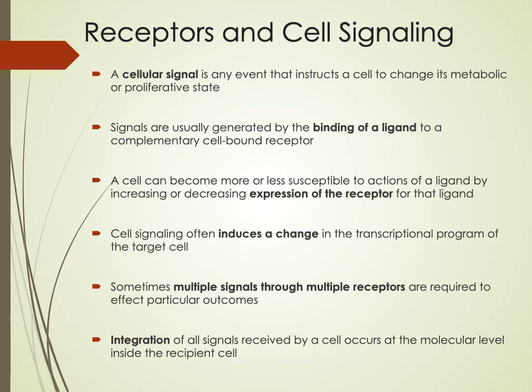When we look at receptors in cell signaling, just in case it's been a while since you took a course that talked about cell signaling, keep in mind that we're going to have a receptor, and that's going to bind to the ligand. In order for the signal to be generated, we have to get binding of a ligand to its receptor. Generally this is going to be a cell-bound receptor. It could be either a cell surface receptor or inside the cell in a membrane.